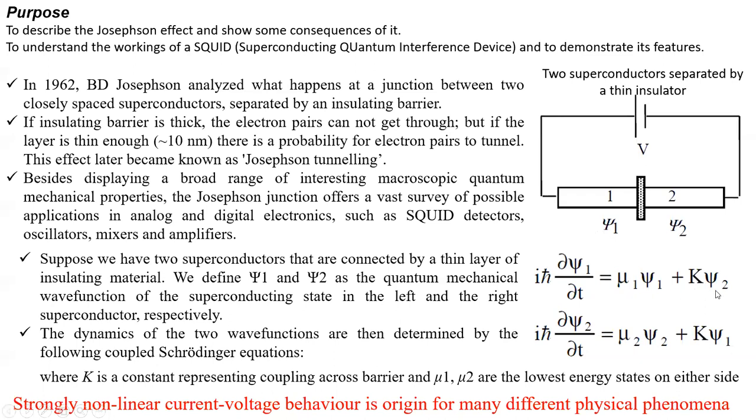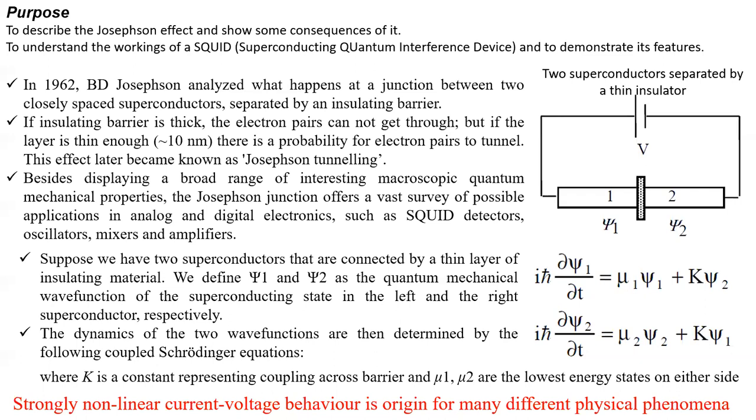psi 2. However, the same expression for region 2 is iħ ∂psi2/∂t equal to mu2 times psi 2, plus k times psi 1. See, psi 1 and psi 2 should be interchanged. Here, k is a constant which represents the coupling across the barrier, and mu1 and mu2 are the lowest energy states in region 1 and 2. Because of this, what happens?